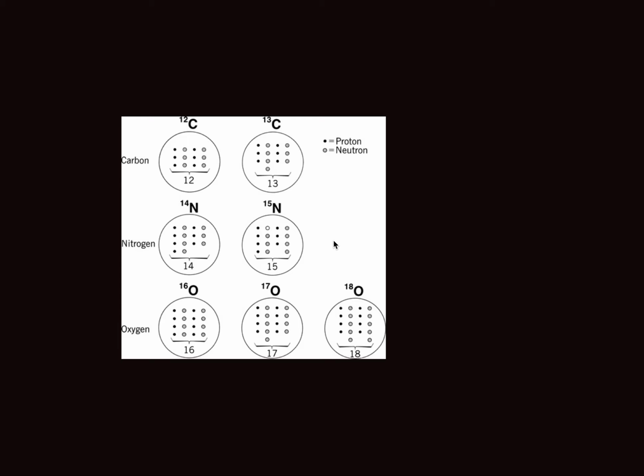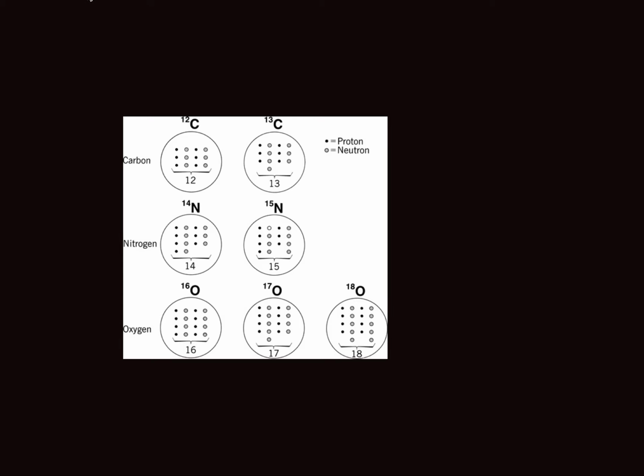Hi everyone, so in this video we're going to take a look at the concept of isotopes of an element. And we're going to use this diagram from the mineralogy textbook by Klein and Dutrow, where it's nicely diagramming isotopes of carbon and nitrogen and oxygen.